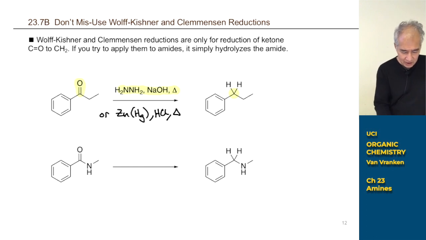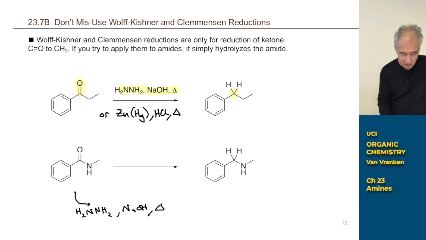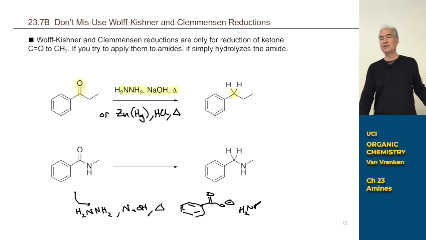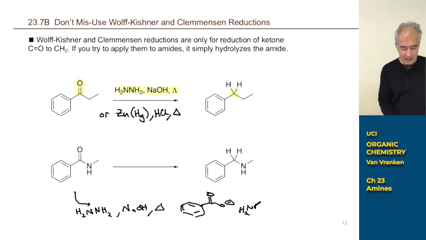If you try to use these Wolff-Kishner reduction conditions, what would happen if you tried to use hydrazine and sodium hydroxide and heat, and you boil that? Well, you would simply hydrolyze the amide bond, right? Boiling things in base, you hydrolyze the amide bond, and that's not really what you want. If you're trying to reduce a carbonyl, don't use the Wolff-Kishner conditions, don't use the Clemmensen conditions, because you're simply going to hydrolyze the carbon-nitrogen bond, which you probably just made.